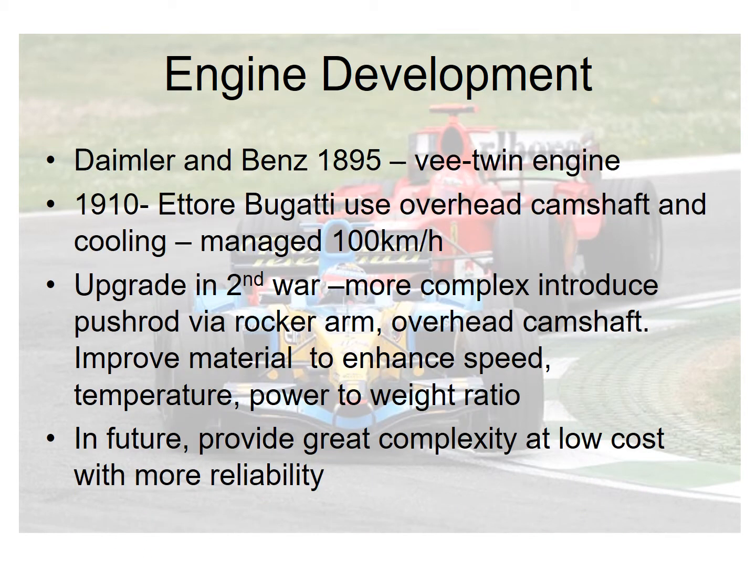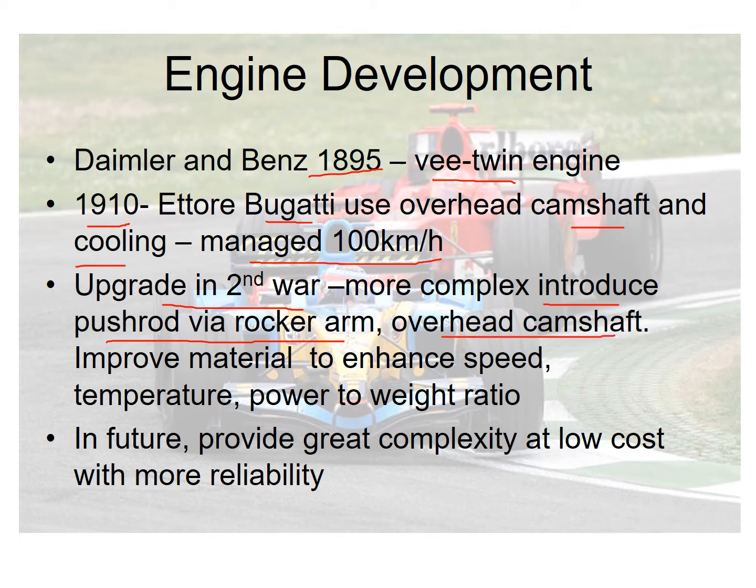Okay, engine development started in 1895 by Daimler and Benz, engineers from Germany, using a V-twin engine. And in 1910, Ettore Bugatti used an overhead camshaft and cooling, and managed to reach a speed of 100 km per hour. This was upgraded in the Second World War with more complexity, introducing the push rod via rocker arm and then the overhead camshaft.